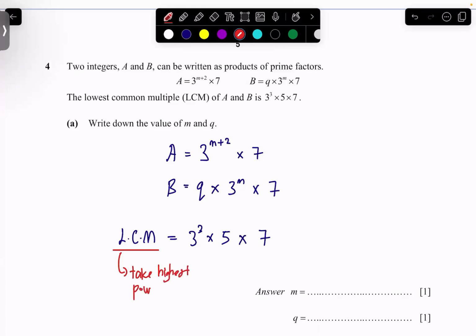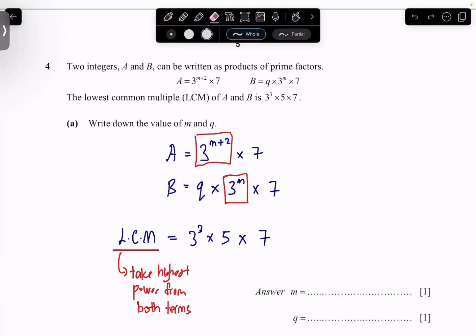If we consider the first one, 3 to the power of n plus 2 and 3 to the power of n, they chose 3 to the power of 3 down here, which means that between 3 to the power of n and 3 to the power of n plus 2, 3 to the power of 3 is the highest power. So therefore, 3 to the power of n plus 2 must be 3 to the power of 3. So n equals 1.